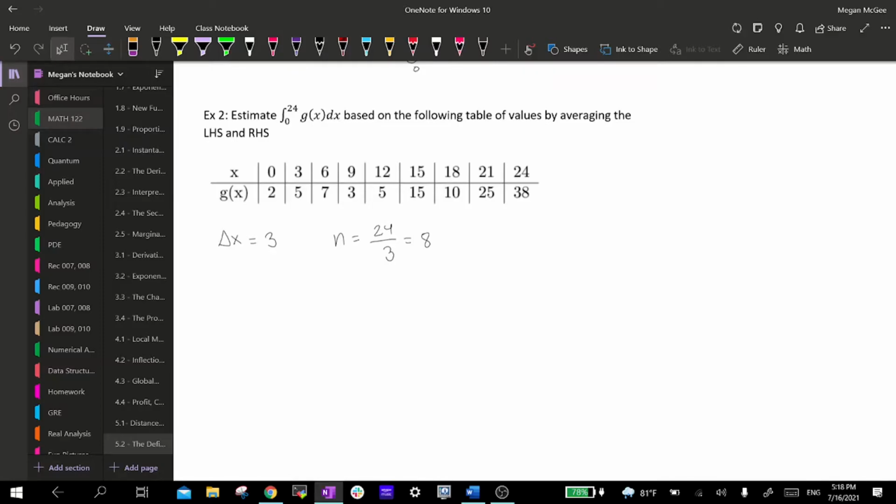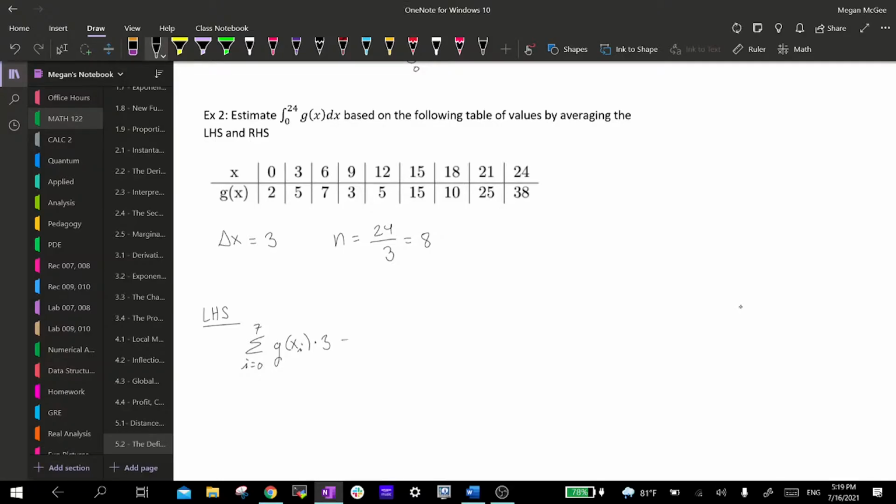So we need to do our left hand, right hand sum, and then we need to average them to get our best approximation so far. Alright, so let's do the left hand sum. So we have from i equals 0 up to n minus 1. n is 8, so we're going up to 7 of g of x sub i times delta x, which is 3.